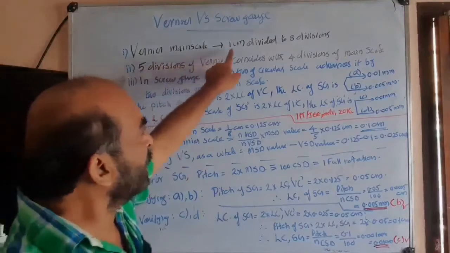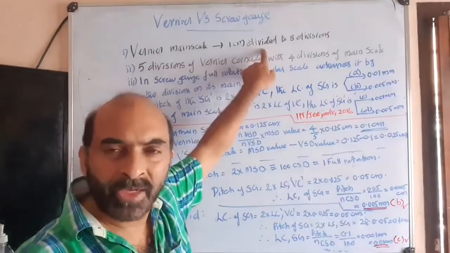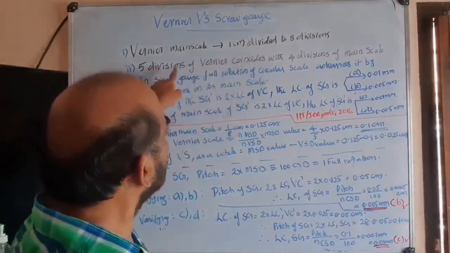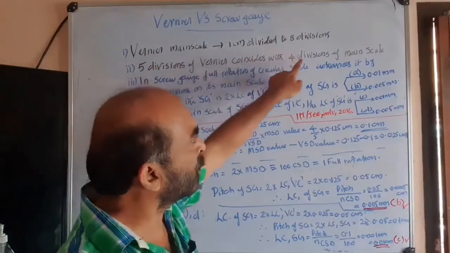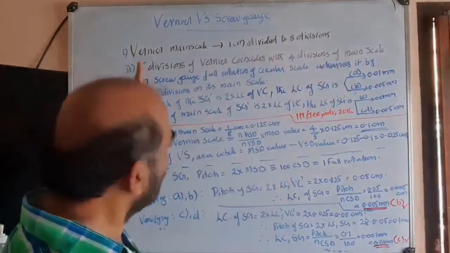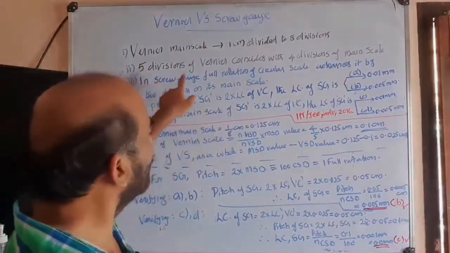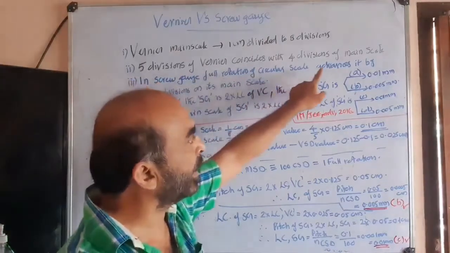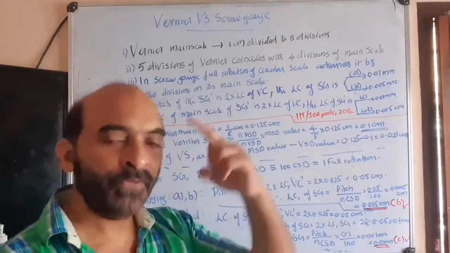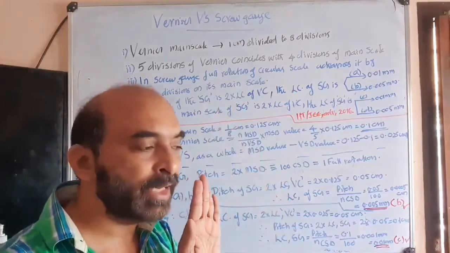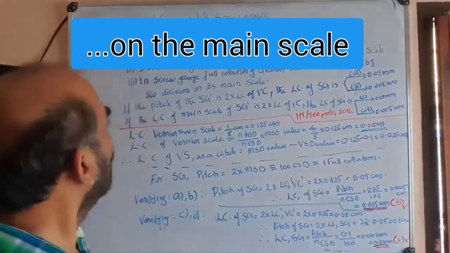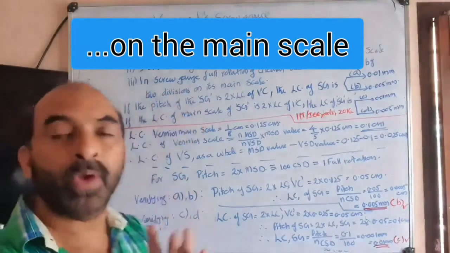The given data in the question: the vernier main scale 1 centimeter has been divided into 8 divisions. That is one information in the question. 5 divisions of the vernier coincide with the 4 divisions of the main scale. That is the second information. Now, third information regarding screw gauge: in screw gauge, full rotation of circular scale advances it by 2 divisions of its main scale. If the pitch of the screw gauge, now you have ABCD.